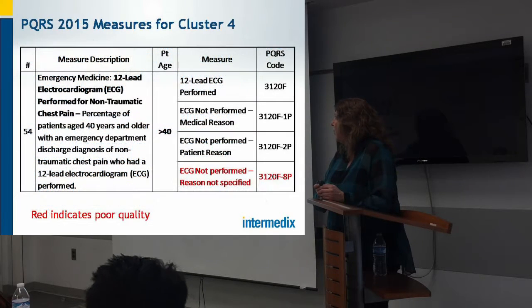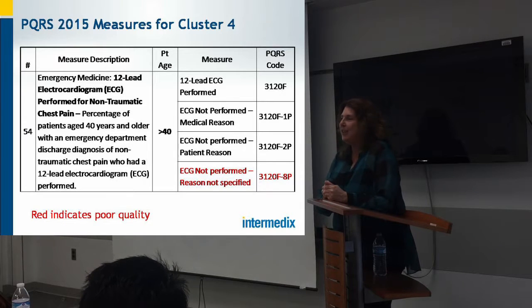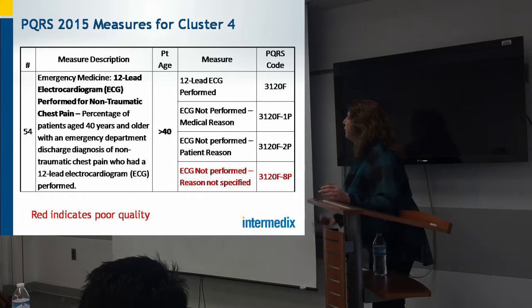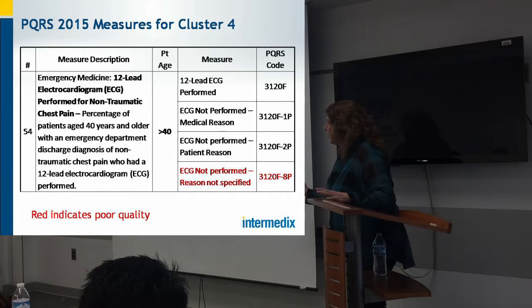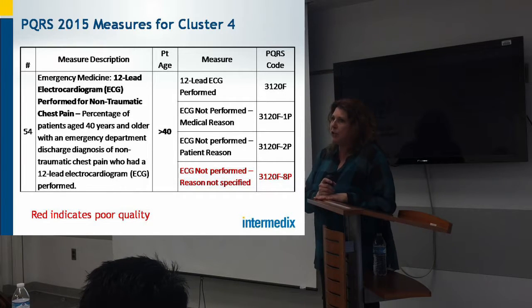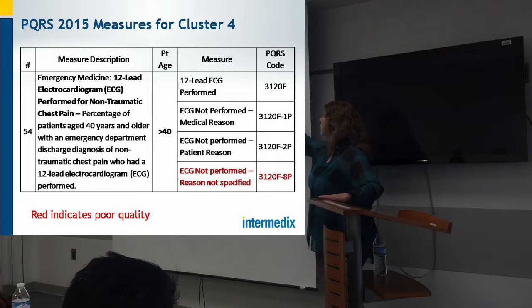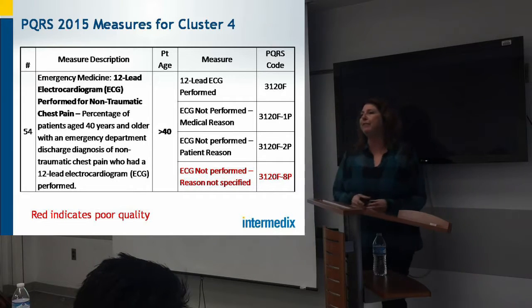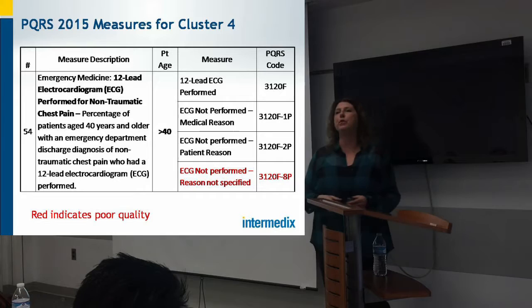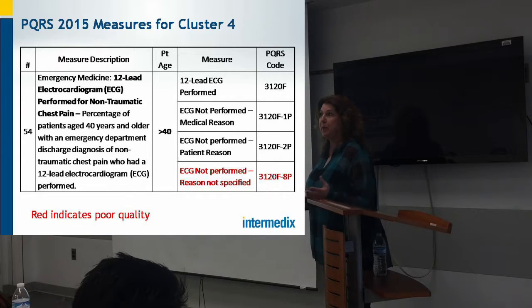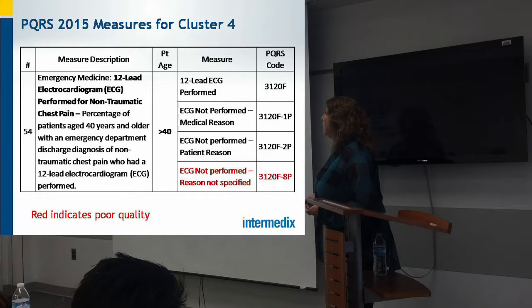And we're going to wrap up with everyone's favorite topic, PQRS. The 2016 measures, you'll see a familiar one, which is the EKG for non-traumatic chest pain. Pretty easy. If we see a patient that comes in with chest pain, we look to see if an EKG was done. If it was, we put a 3120F on the claim. You get credit for performing this measure. This measure's been around for a very long time.